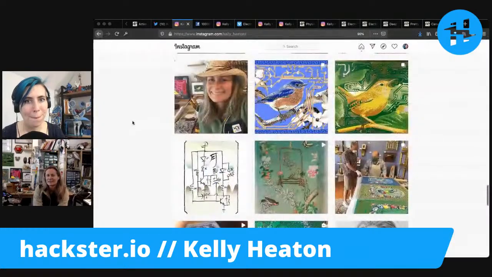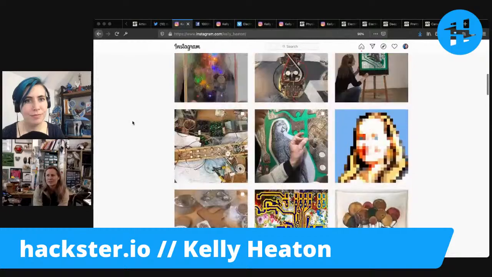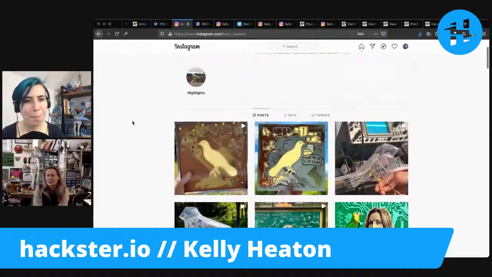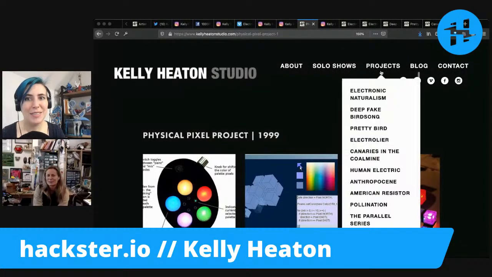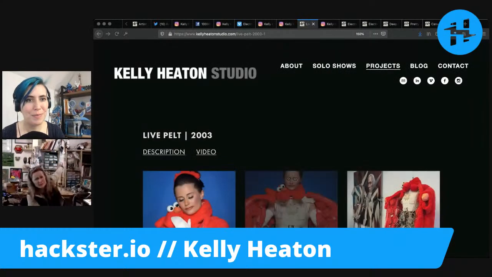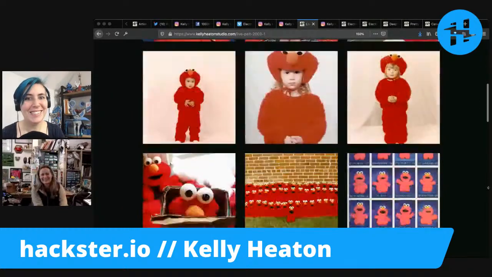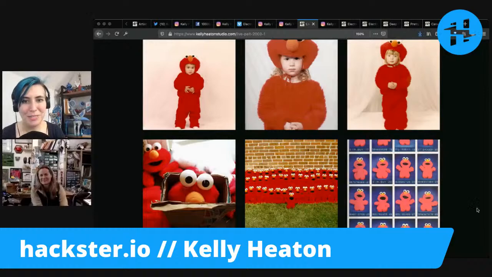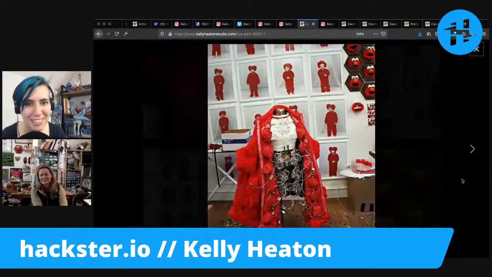People might also be interested to check out the full body vibrator that I made out of Tickle Me Elmo. That's a live pelt from 2003. Since you've been looking at one of my Elmo trophy heads, yeah, on the wall behind you. Yep, up there. Wow. So it's a full body Tickle Me Elmo. Oh, look at that. Wow.